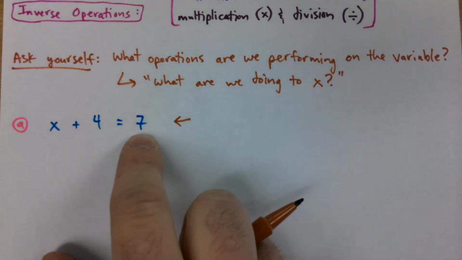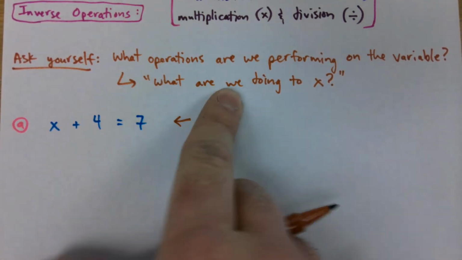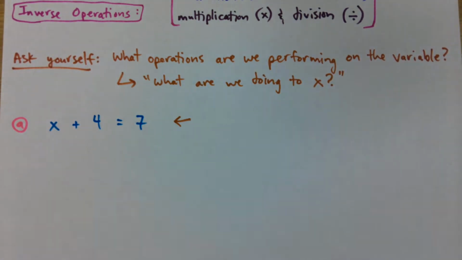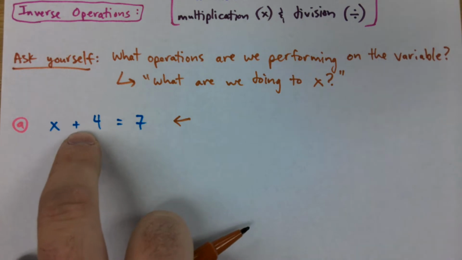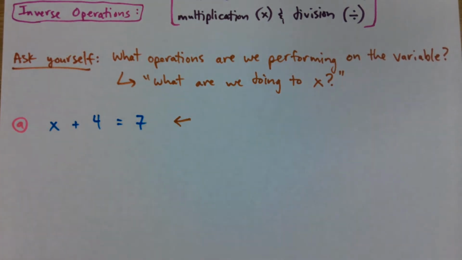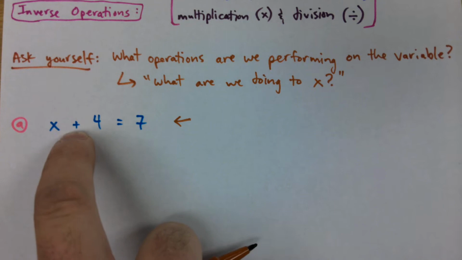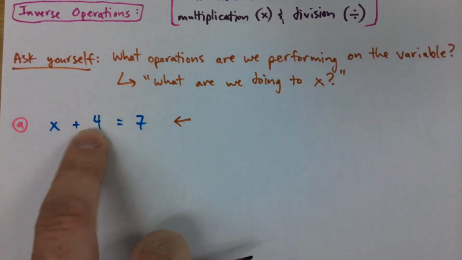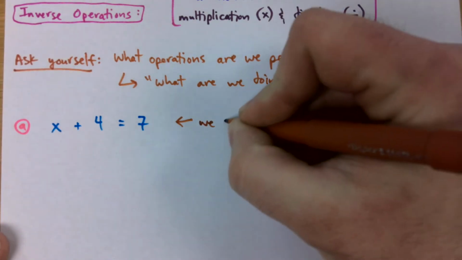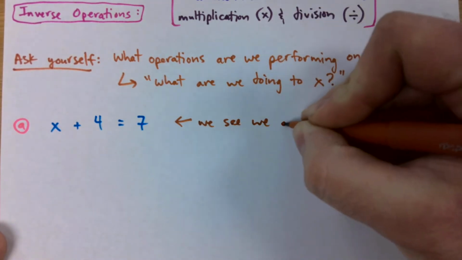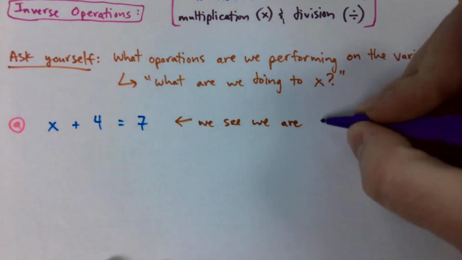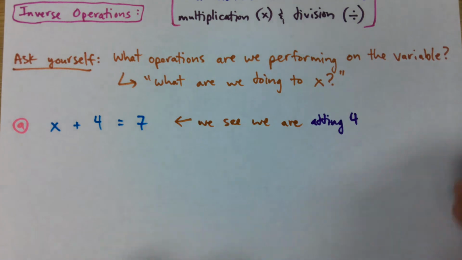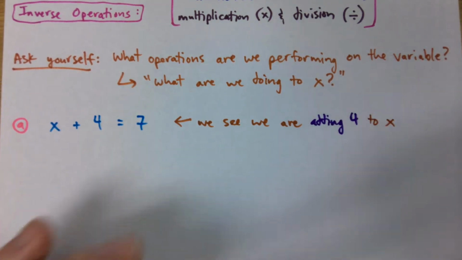So we have this equation, right? We're going to ask ourselves, what are we doing to x? And really, we're saying, what operation are we doing to x, right? So right now, what are we doing to x? We're adding, right? We're using addition. We see that plus sign with a 4 next to it. That's what we're doing to x. We are adding 4 to x.